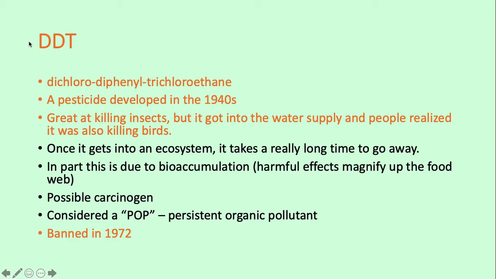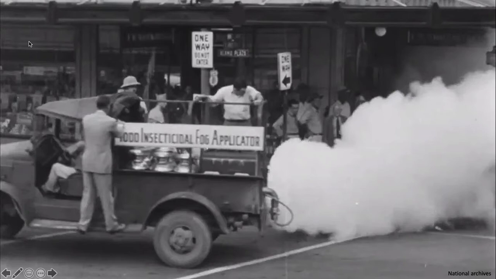In part, this is due to bioaccumulation. That's when harmful effects magnify up the food web. DDT is known as a possible carcinogen, and it's considered a persistent organic pollutant, or POP. It was banned in 1972. But between the 40s and 72, they were spraying this stuff like wild.